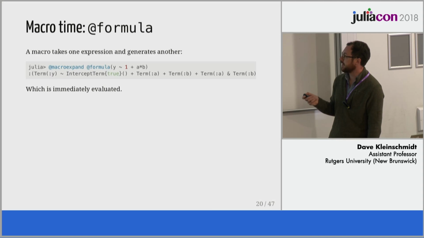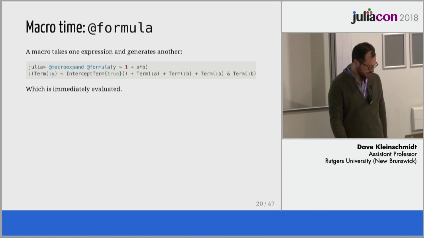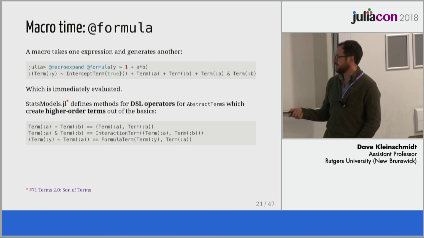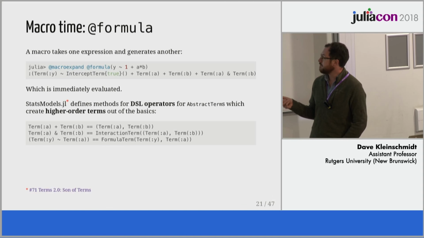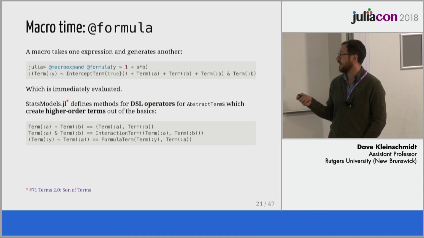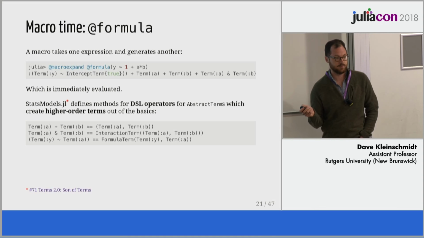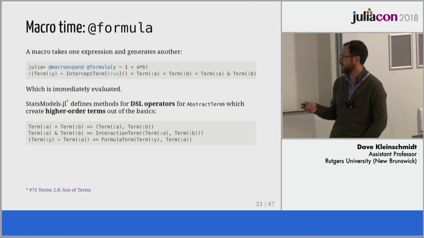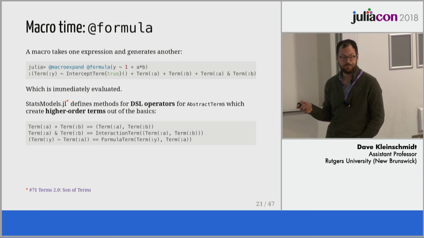It parses the expression to generate a lowered expression, and then wraps everything in terms, and then evaluates that. And what StatsModels.jl's terms do is provide methods for the DSL operators for subtypes of this abstract term. So if you add two term objects together, you get a tuple of terms.